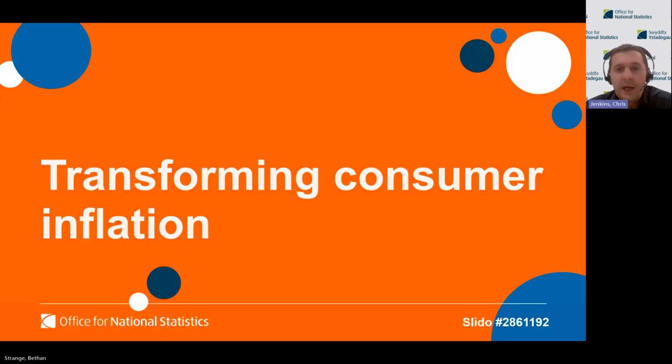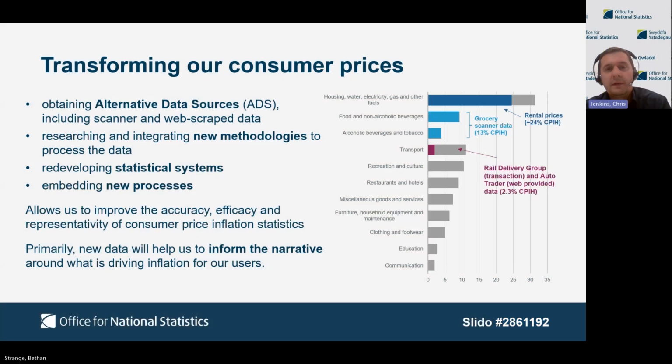So we've spoken about how we currently produce the consumer price index and the consumer price index, including owner-occupier housing costs. This is the standard approach in terms of how we produce consumer inflation. I just want to quickly touch on some of our plans to transform the way we do this before I hand over to Tara. So over the last few years, we've been working to transform our consumer price statistics by making use of new alternative big data sources.